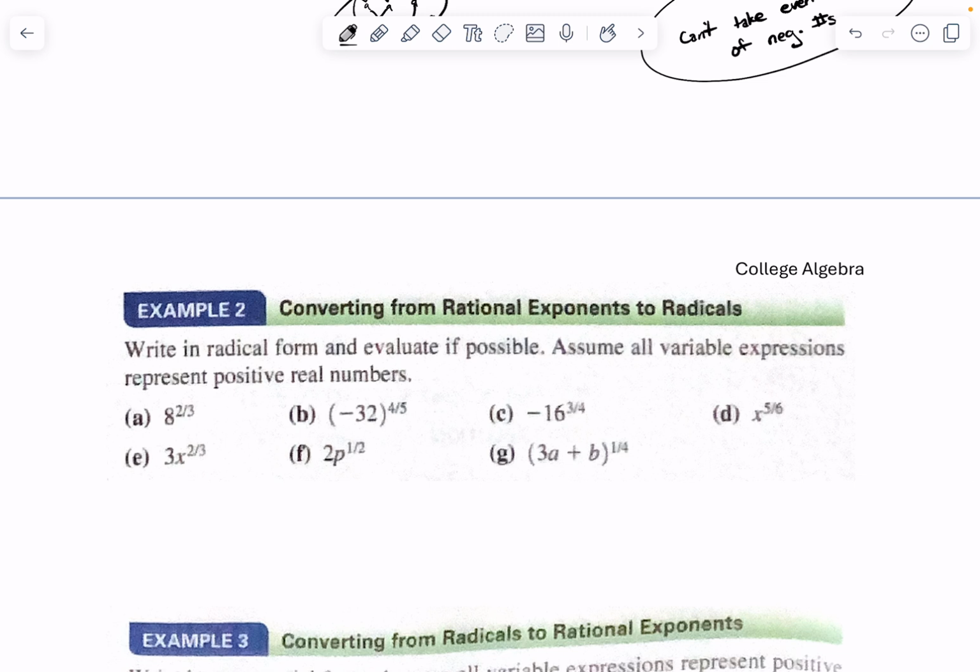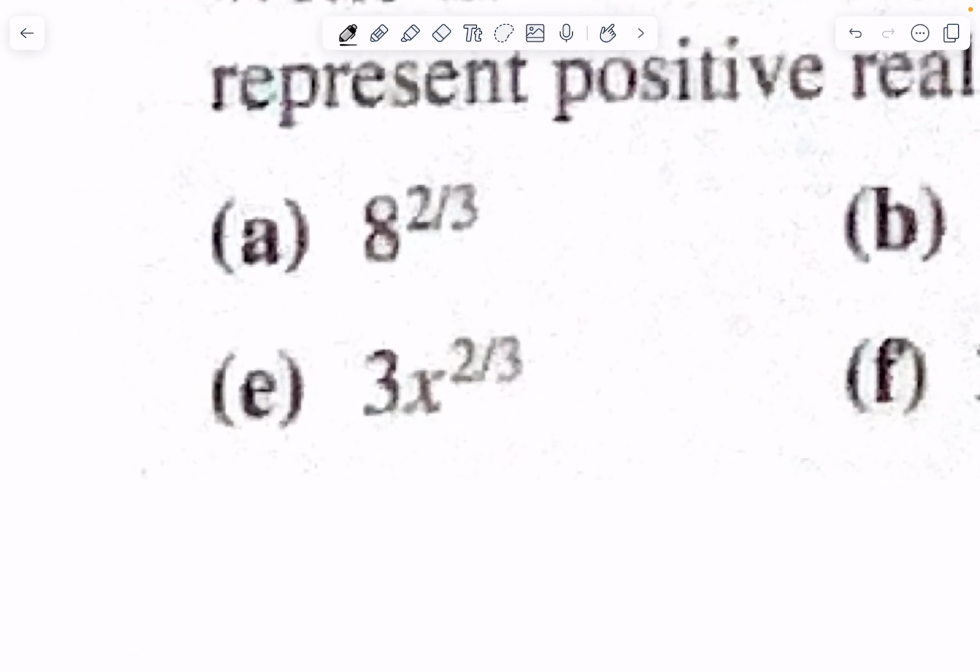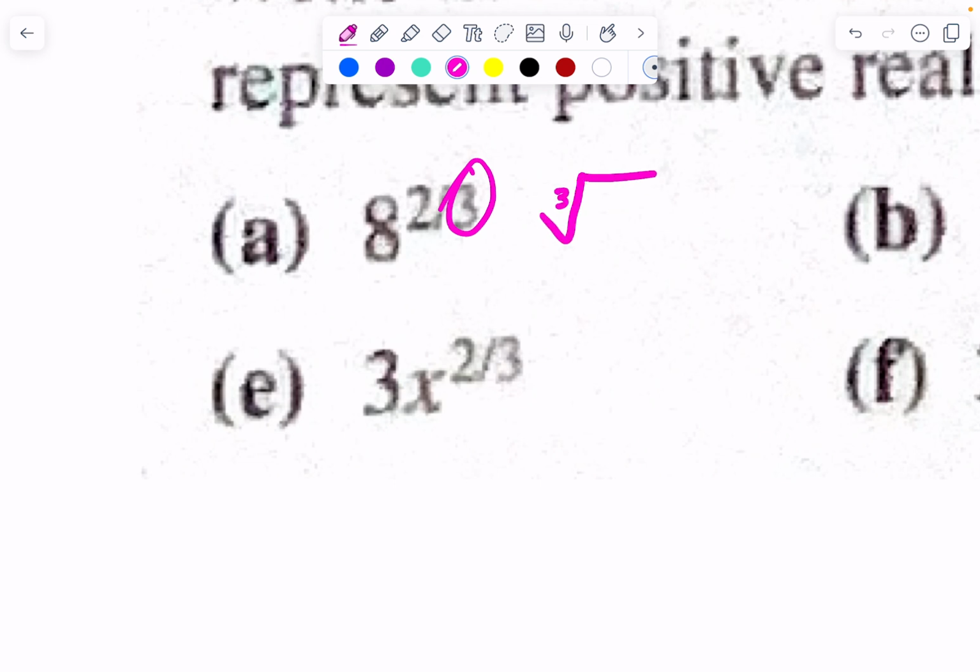Example 2. Write in radical form and evaluate if possible. Assume that all variable expressions represent positive real numbers, okay? So this is 8 to the 2/3 power. Remember that the bottom number represents the root, okay? So I'm going to do the cubic root of 8. Now, I can decide whether I'm going to square that first or whether I'm going to square it last. I am going to, in this case, square it last because the cubic root of 8 is a nice number. That is just 2, and 2 squared is 4, okay? So that's how I arrive at that conclusion.